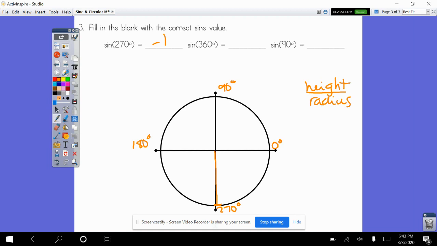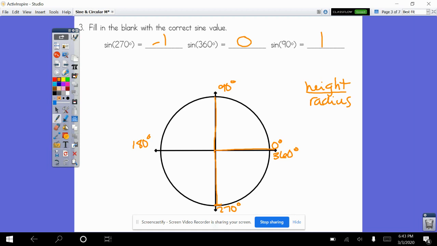Sine of 360, I always forget to mark that one. 360 is over here. So since we're on the midline, the height is 0, so the sine value is 0. And then lastly, at 90 degrees, is similar to 270. The height and the radius are the same, so the ratio of those is 1. Since it's going up, it's +1.